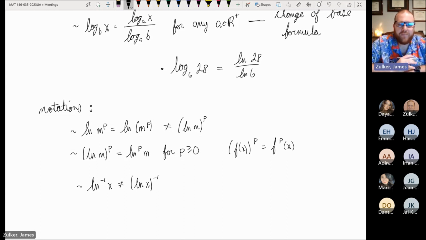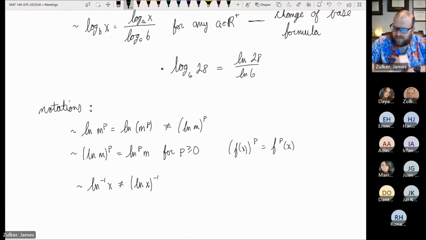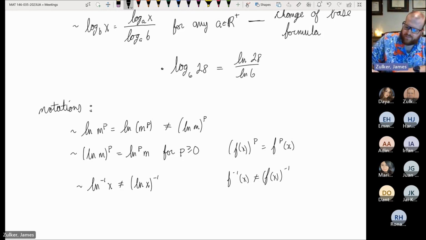So these are not the same. And again, that would be like this. So this right-hand side here means it's the reciprocal of log of x, whereas this is the inverse of log of x, which happens to be e to the x. Same thing here. This is 1 over f of x on the right. The left is the inverse function of f.